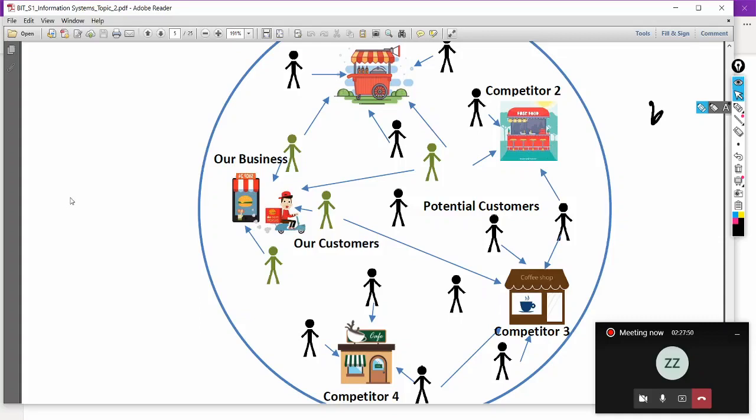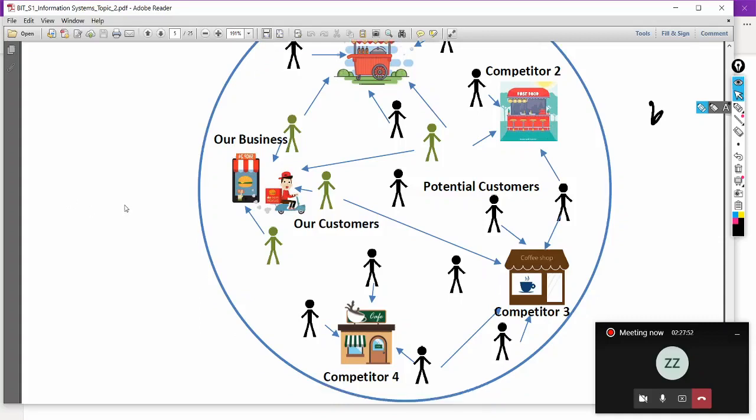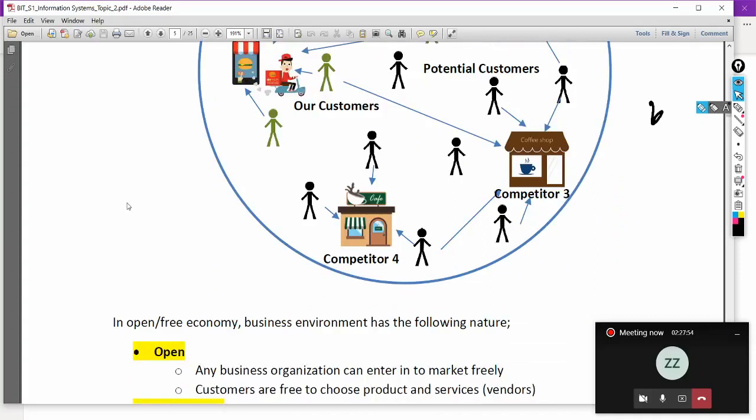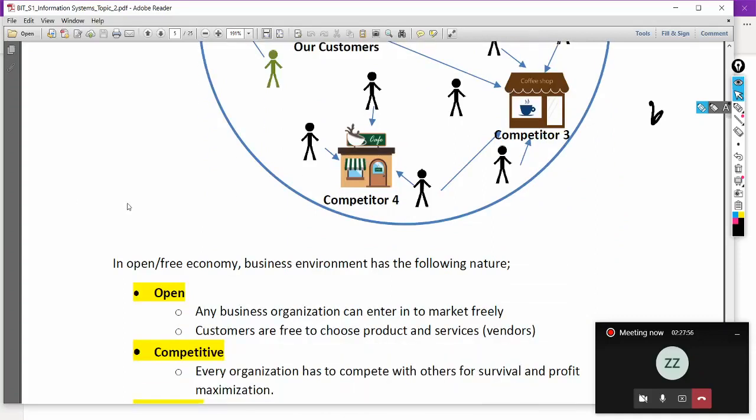So these are very dynamic, competitive, right? And it's a very open environment. And of course a lot of pressure is also there, right? Because of challenge, a lot of pressure.